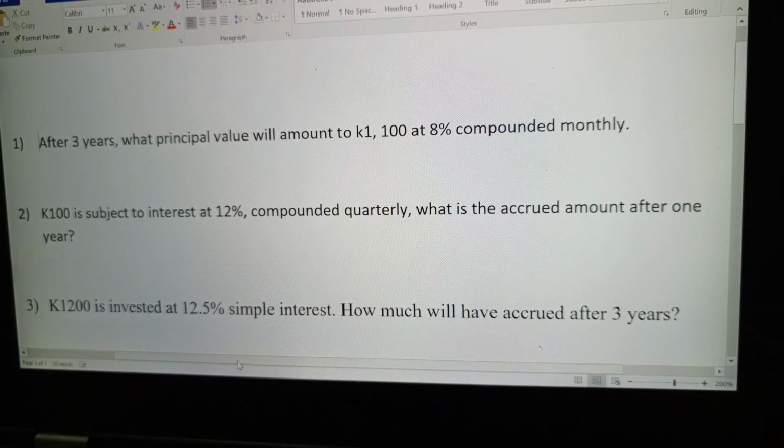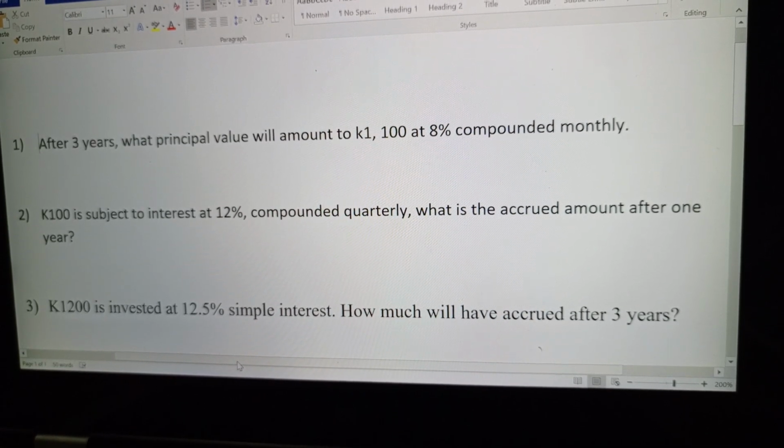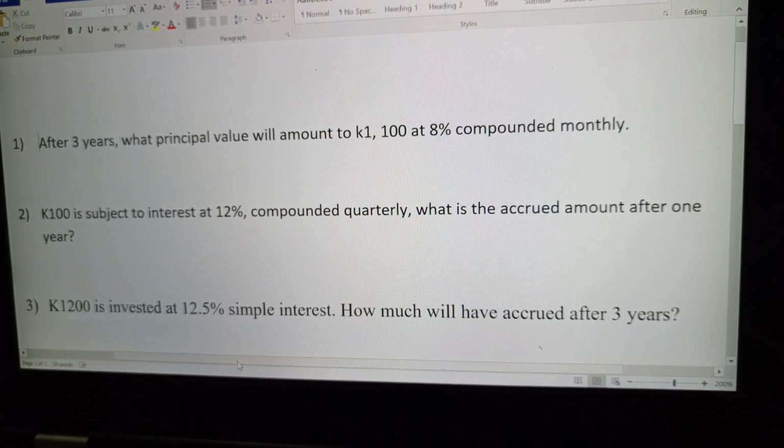So we have the second question there, which reads, 100 kwacha is subject to interest at 12% compounded quarterly. What is the accrued amount after 1 year? So we know we are looking at the compound interest accrued formula again. So that's how you determine. The question itself will always read and guide you. In this case, 100 kwacha is the principal, while 12% is the rate, and the compounding period is, remember I said quarterly is 4. So change 12% to a decimal by dividing it by 100, giving you 0.12.